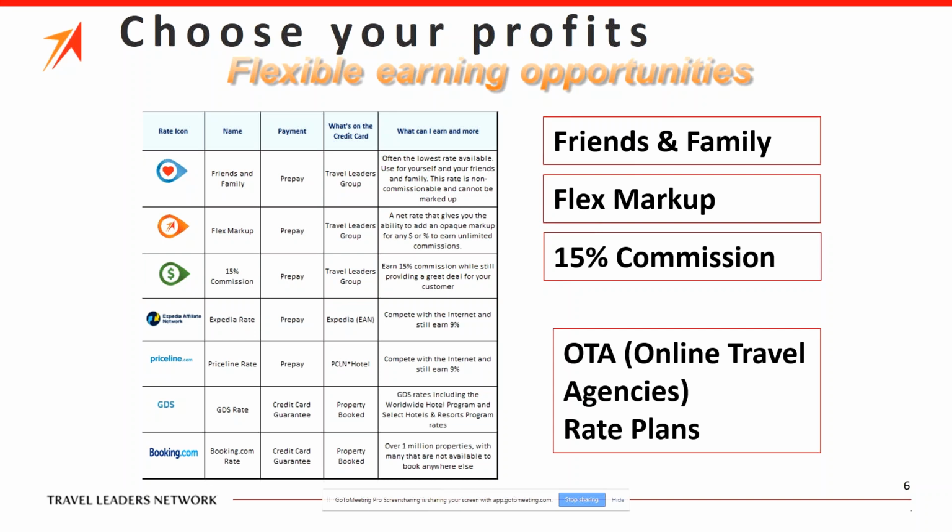Then we do have OTAs. So we've got Expedia and Priceline here, and you can see they both provide 9% commission. Those are also prepaid. You can use them for comparison purposes. You can, of course, book them and earn the 9%. It just makes it easy if you happen to use any of their own booking applications. This way, you can just do it all in pinSIGHT and ensure all of your commissions come through Travel Leaders, which is great.